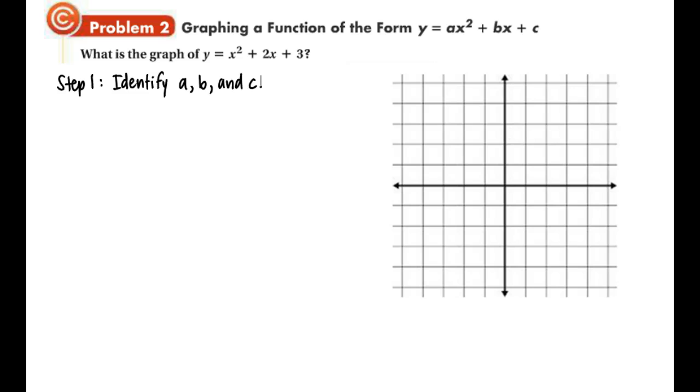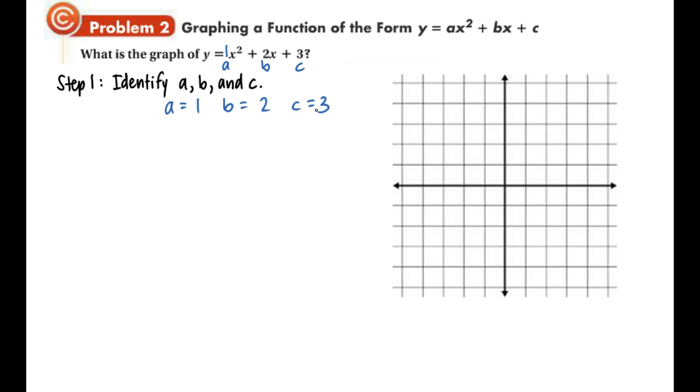So the first step you want to do is identify your a, b, and c values. I typically write the a, b, c right below each one. And remember, the a and the b values are just the coefficients of the x squared and the x, and the c value is just the constant or the y-intercept at the end. So we know that a is equal to 1, b is equal to 2, and c is equal to 3.